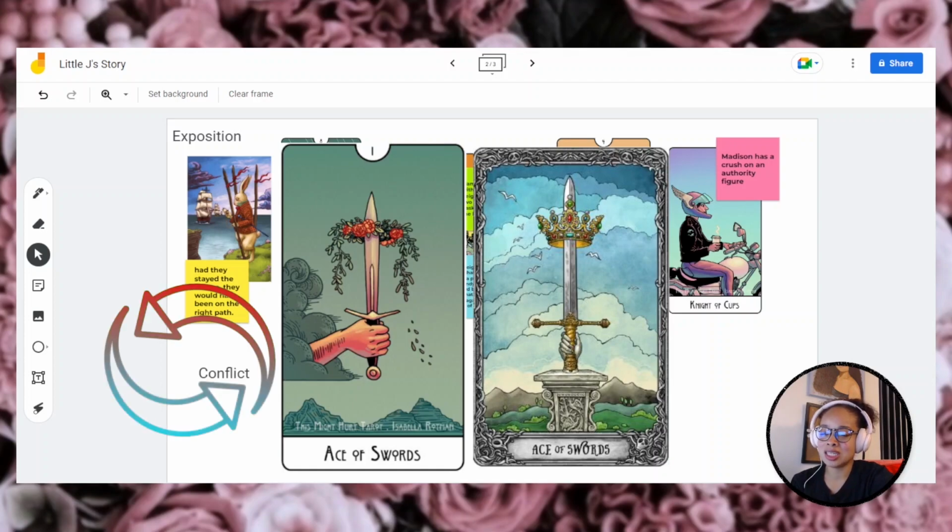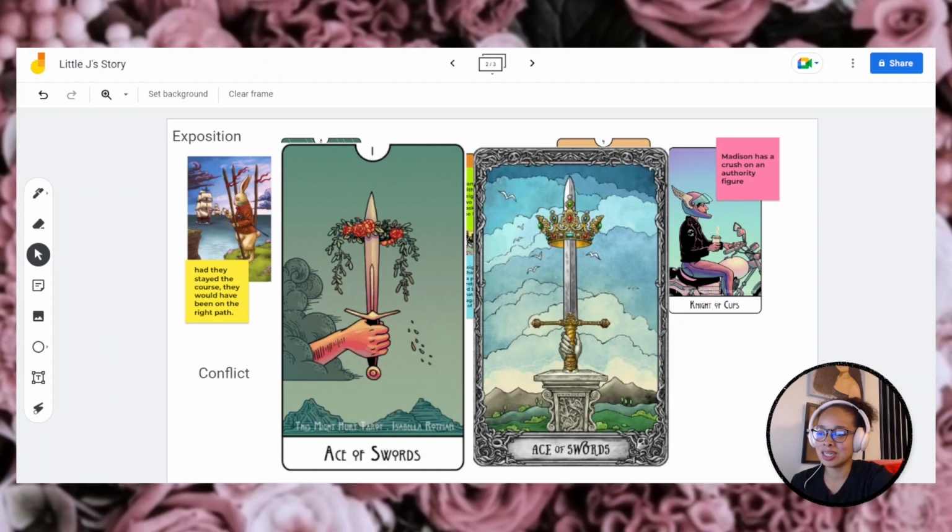If the card doesn't initially give me some kind of good idea of where it's going, I look at it in the reverse. So the reverse of an Ace of Swords is twisted logic, a decision that goes against you, overthinking a problem, a withdrawn offer, mental confusion, lack of clarity. I don't know if it's just me, but I think that that goes with where we were just heading with Madison has a crush on an authority figure.